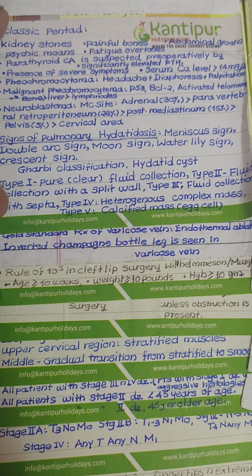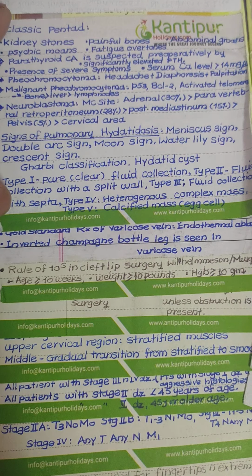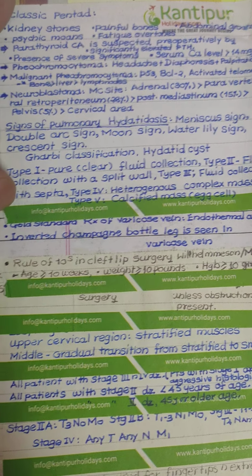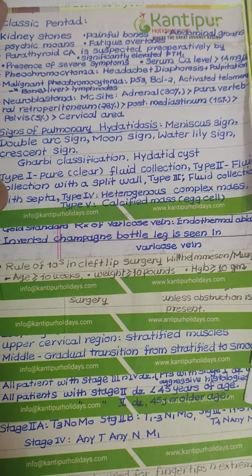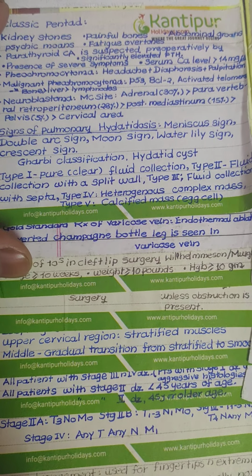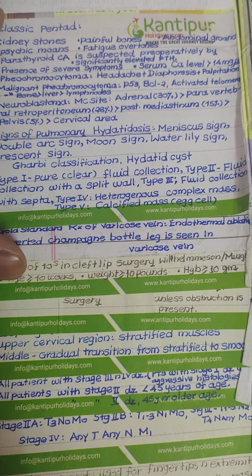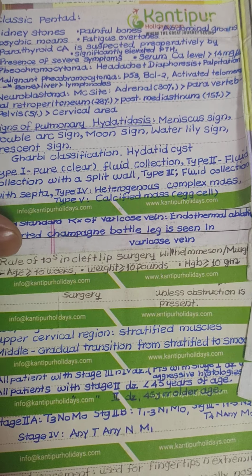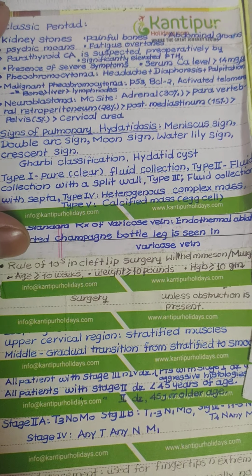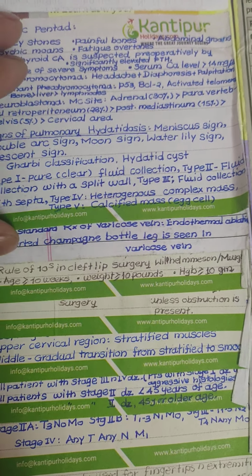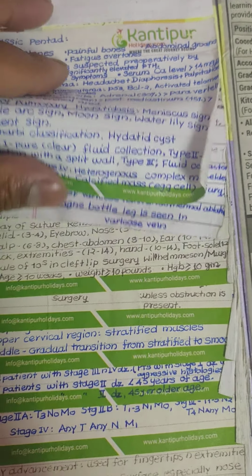Signs of pulmonary hydatidosis: meniscus sign, double arch sign, moon sign, water lily sign, crescent sign. Gharbi classification of hydatidosis: type 1, pure or clear fluid collection; type 2, fluid collection with a split wall; type 3, fluid collection with septa; type 4, heterogeneous complex mass; type 5, calcified mass, egg shell.